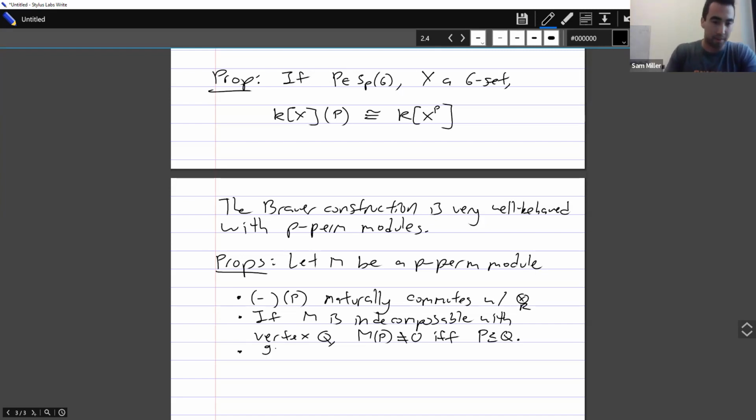We have a nice little computation formula. If we want to conjugate by a group element g, create a module that way, this is the same thing as just conjugating by g on the inside. Another thing is that this is also natural. Another fact that we have is that the Brauer construction commutes with duals.